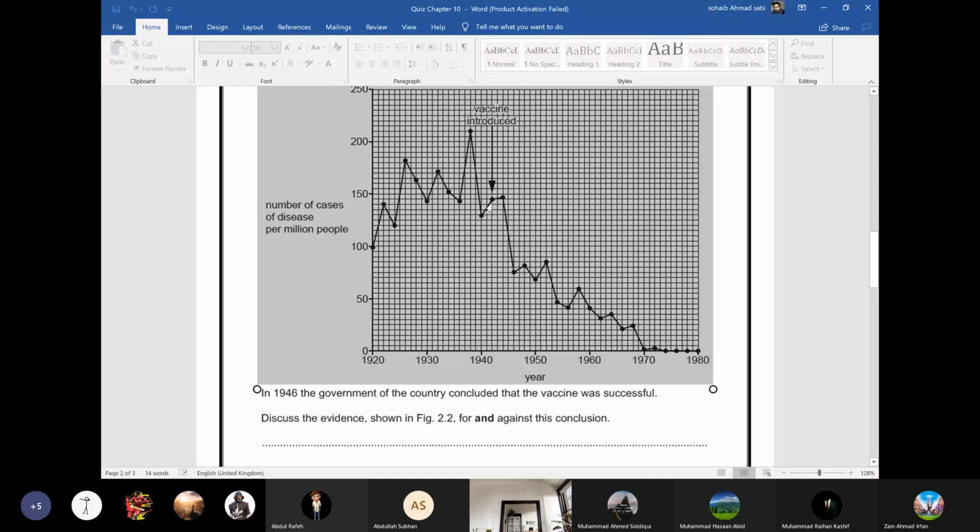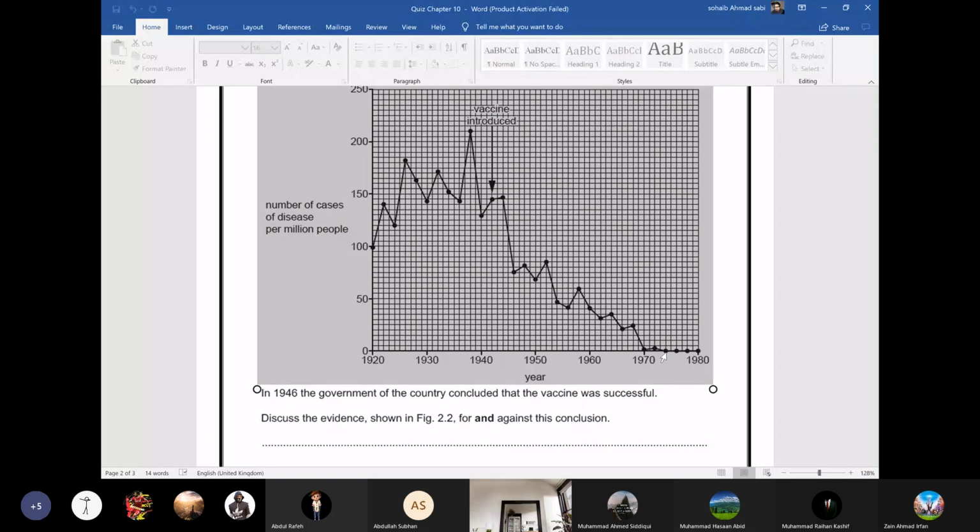Then the next point you can tell is that the number of cases have also decreased over the years, and after 1974 there are no cases of the disease. Understand, everyone, that after 1974 there are no cases. So this was in favor.